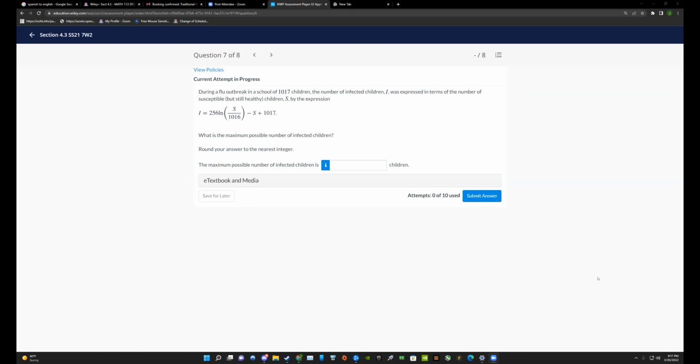Then we've got 256 times log S divided by 1016 minus S plus 1017. Small sign error, log. What did I say? S? Yeah, there it is. Ooh. I'm gonna graph this one because I'm just not seeing what I want here.